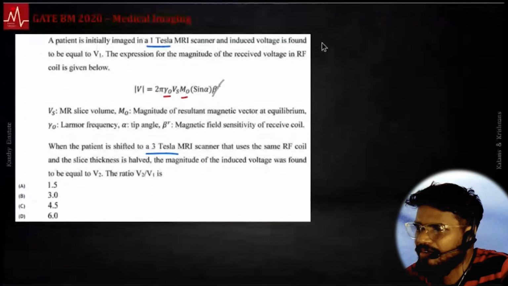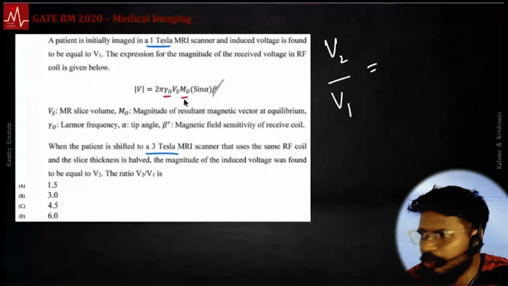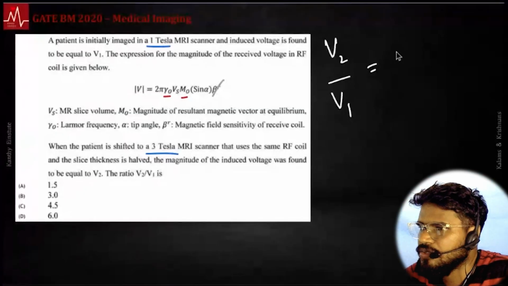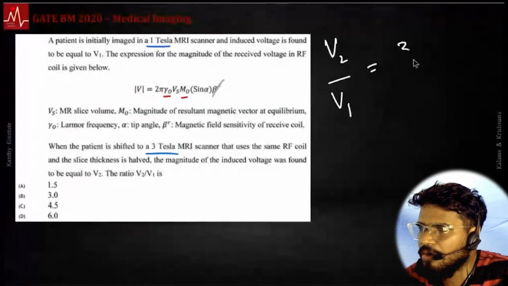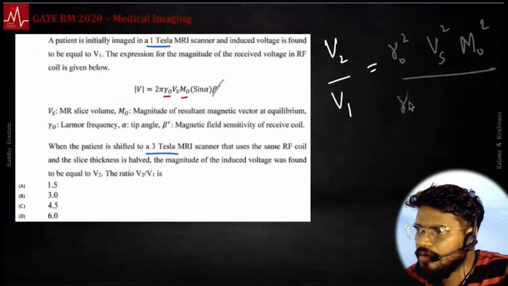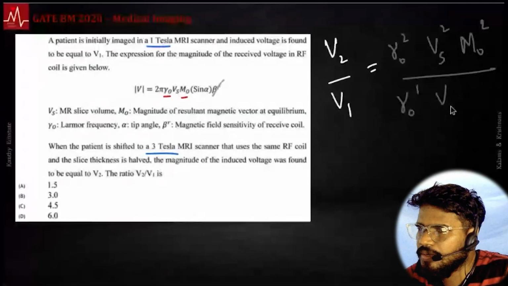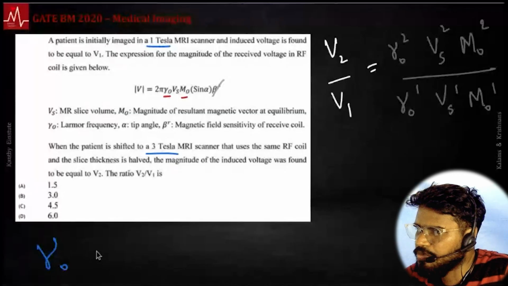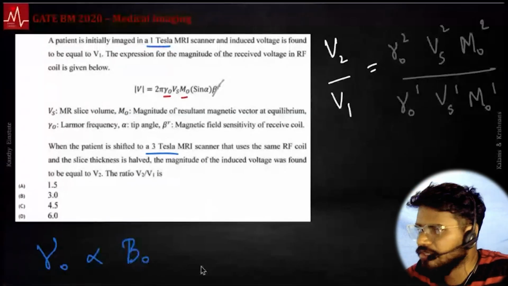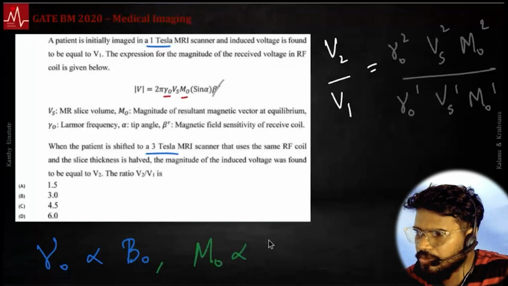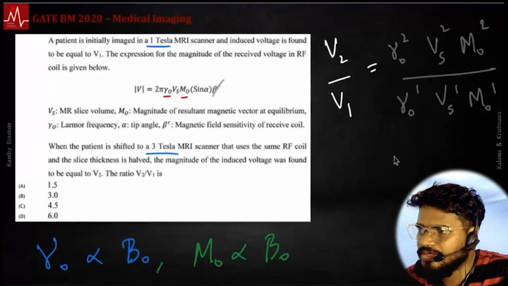Let's write it down. V2 by V1: gamma naught 2, Vs2, M naught 2. Other things won't matter. Gamma naught 1, Vs1, M naught 1. Gamma naught is proportional to B naught, the Tesla strength of the machine. We also know that magnetization is also proportional to B naught. That makes this 3 by 1 for each.